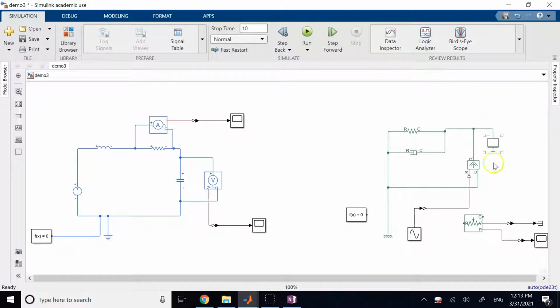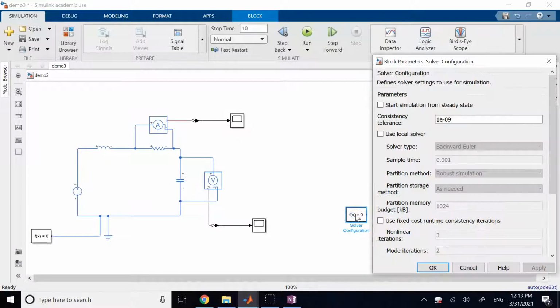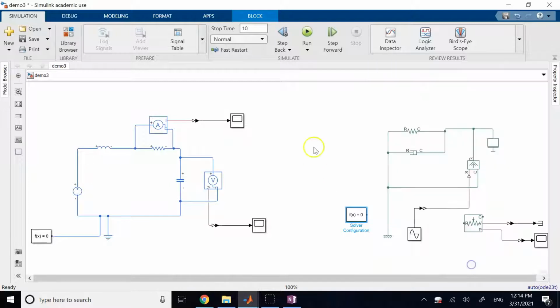Now in order for Simulink to be able to solve the equations for this system, I need this guy called solver configuration, and it has some settings that at the moment I do not recommend you change anything of that. So just bring it directly and connect it to a point, any point on the wires of the system.